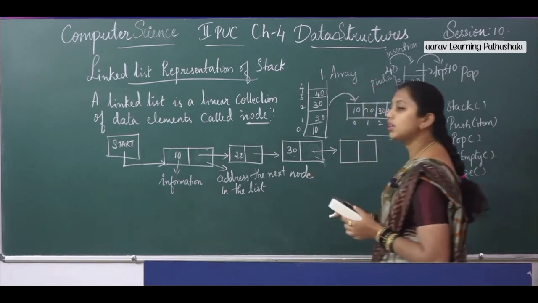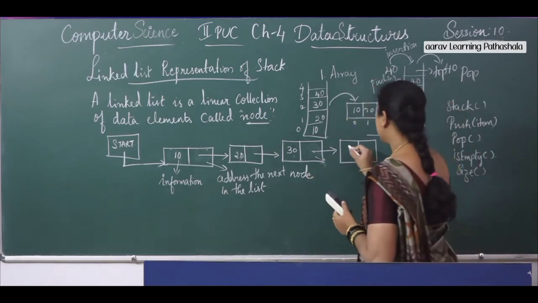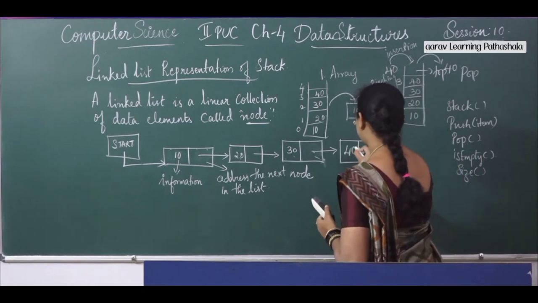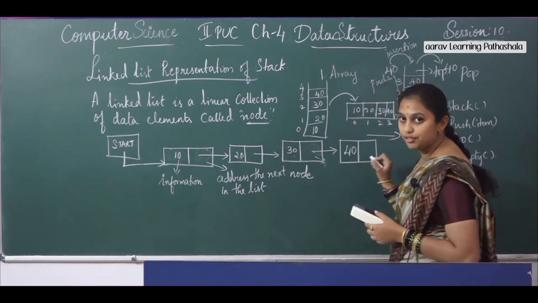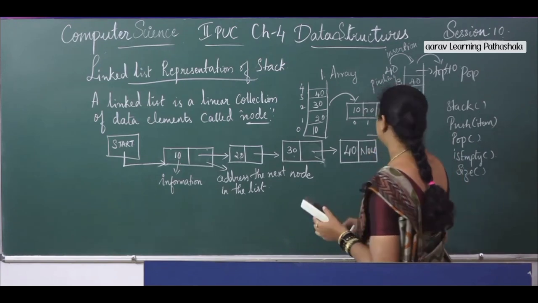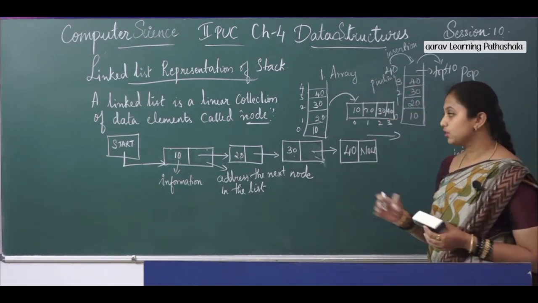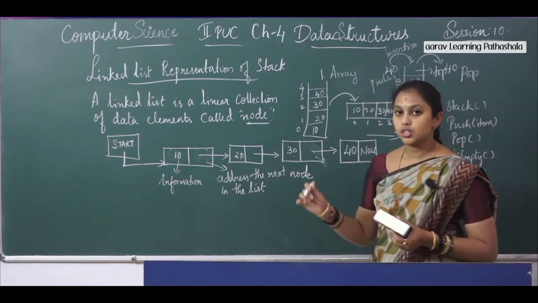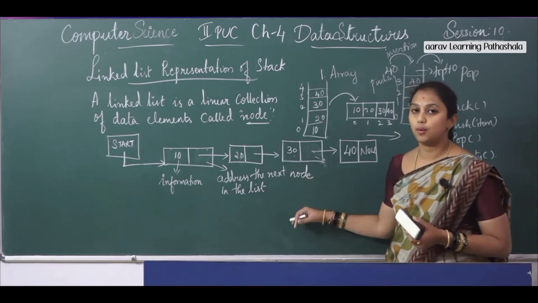So in the next node, I am going to insert an element called 40, and in the link field I am going to write null. That is the end of the linked list. So this is about insertion operation.